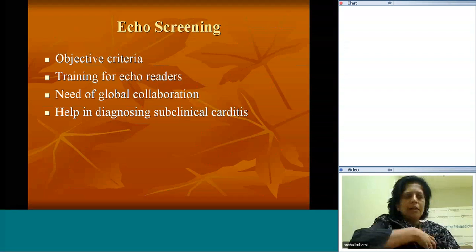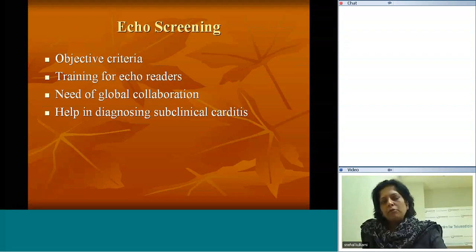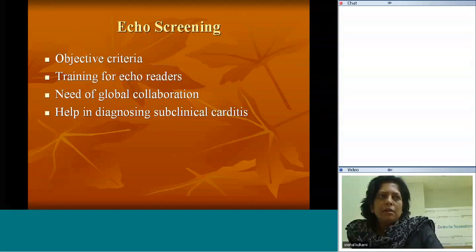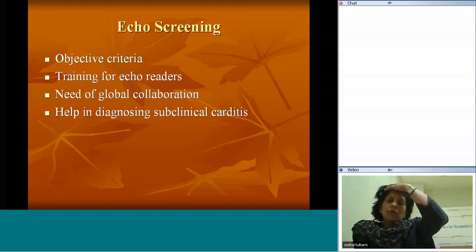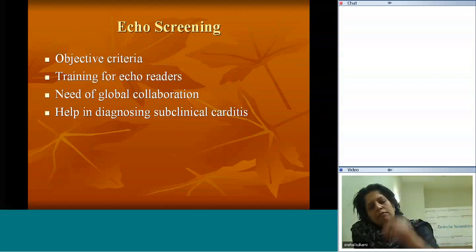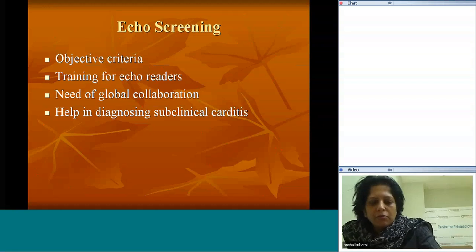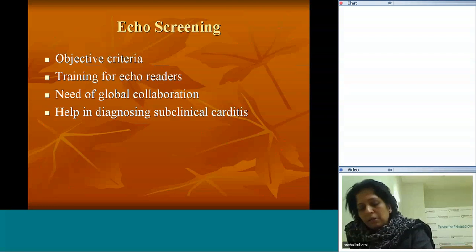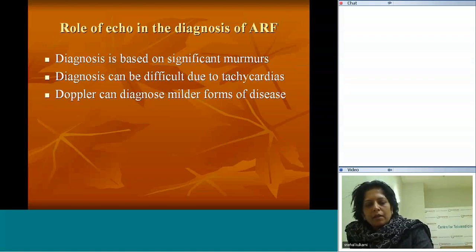Now, there is a big debate going on whether we should really involve echocardiography as one of the criteria for diagnosing rheumatic carditis. The problem with this is that they are very objective criteria, and we need to train echo readers and have very strict guidelines for diagnosis of rheumatic carditis by echocardiography. We need to have global collaboration for this, and it really will help in diagnosing subclinical carditis in patients with acute rheumatic fever. So, why is there a role of echocardiography in diagnosing?